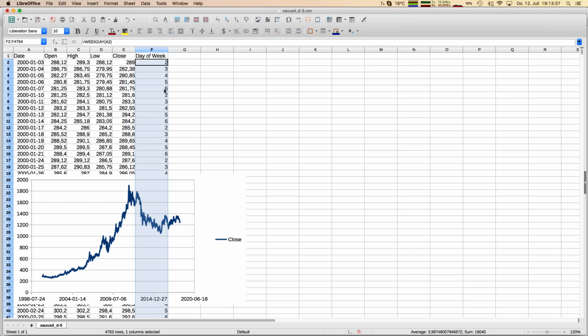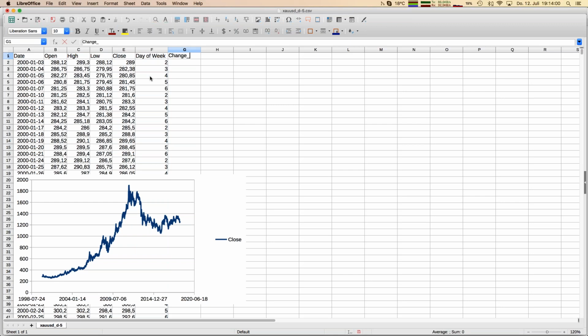The two missing numbers are Saturday and Sunday. That would be 1 and 7. And then we have the day of the week. We will use that kind of information in a minute, because we want to investigate all the different days, Monday, Tuesday, and so on, independently. Okay, and what we will look for is a change.